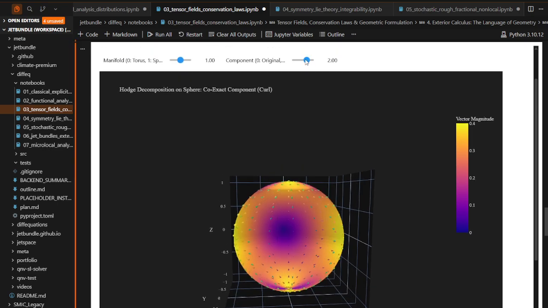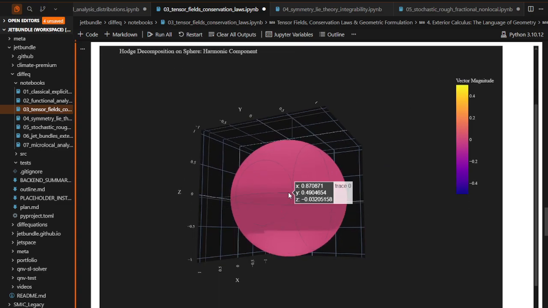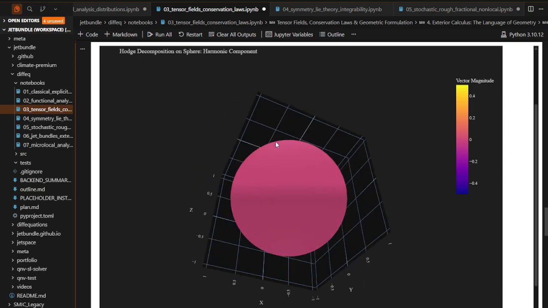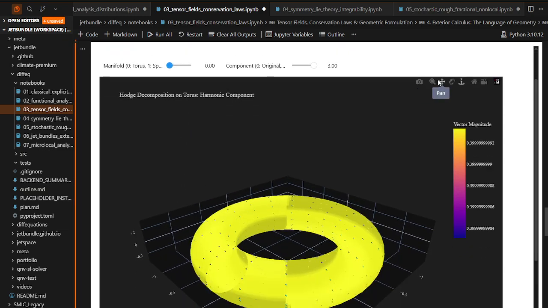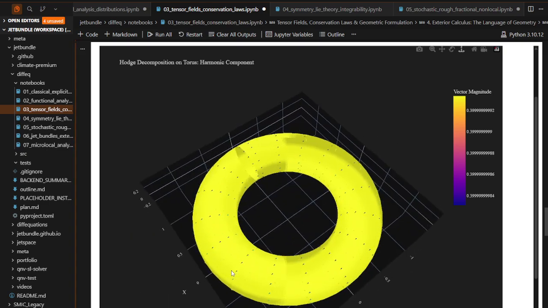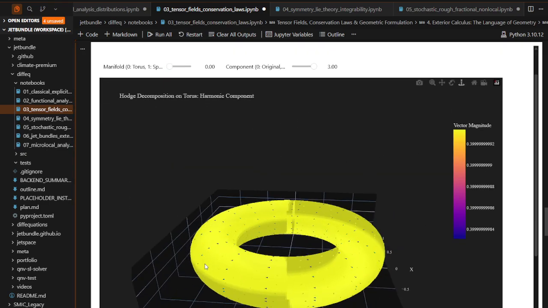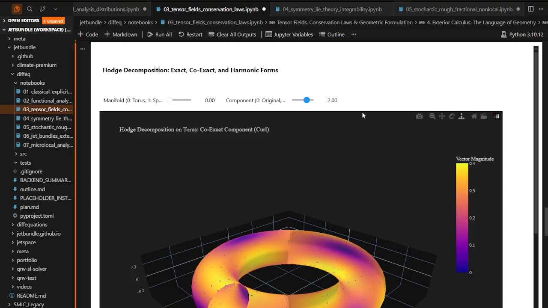For a sphere particularly, the harmonic form is going to be zero, and the reason is because it's genus 0, right? It doesn't have any holes in it, all right? But if we look at a torus, for example, we get a harmonic form, and we get a non-zero constant vector magnitude across, okay?